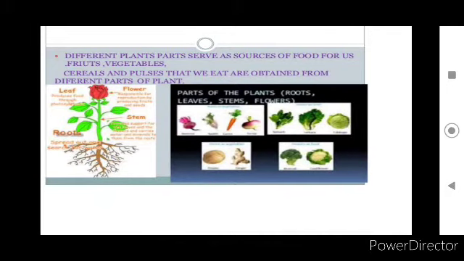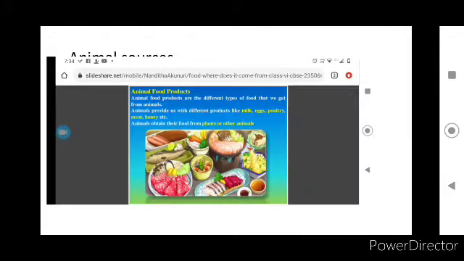Here you can see different plants serve as sources of food for us, as fruits, vegetables, cereals, pulses, and spices. These all we discussed in the previous class. I hope you all remember it. Now, next comes the animal sources. Animals also provide us food. The animal food products are the different types of food that we get from animals, like milk, eggs, poultry, meat, and also honey.